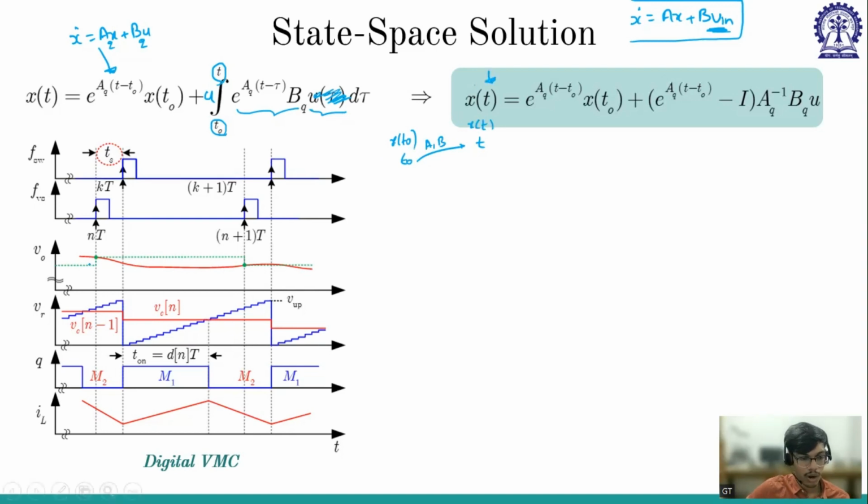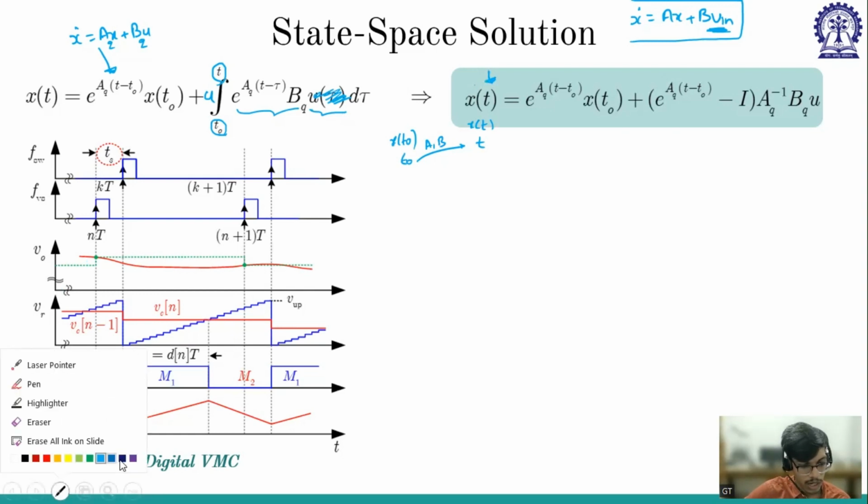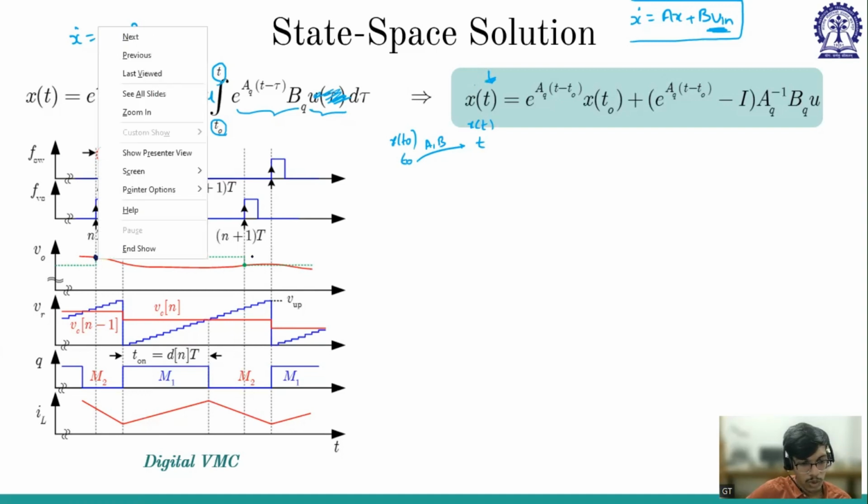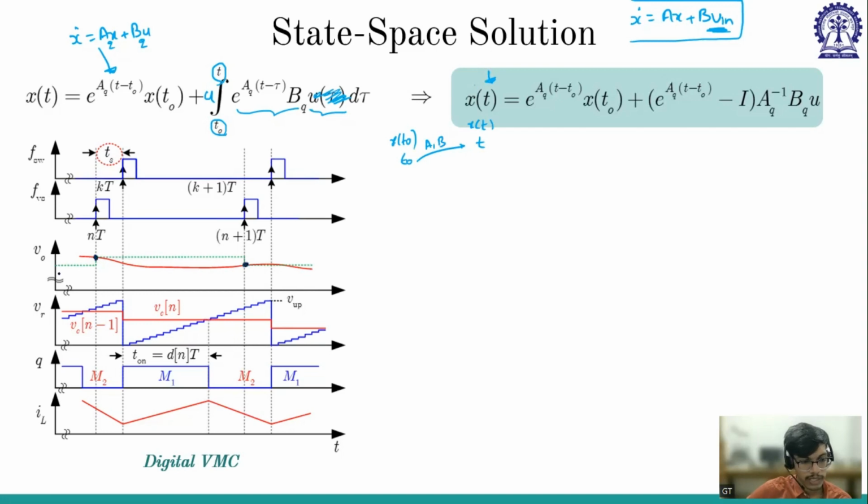So now what I'm doing, okay, let me change the color. I will go to a somewhat darker color. This is my sample from here. From this point I'm going to this point. Say this is my nT, I'm going to (n plus 1)T.